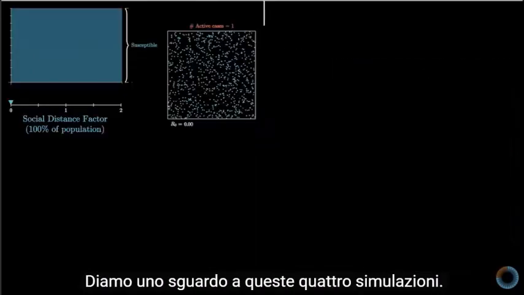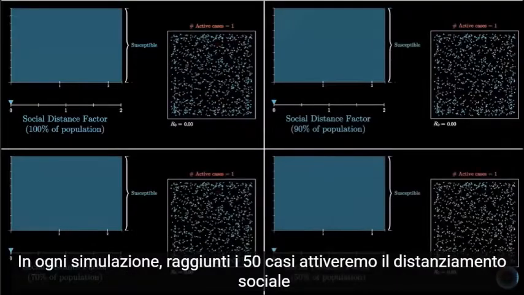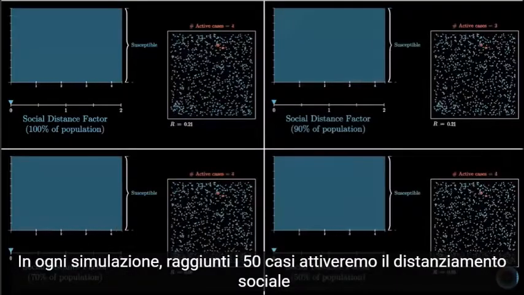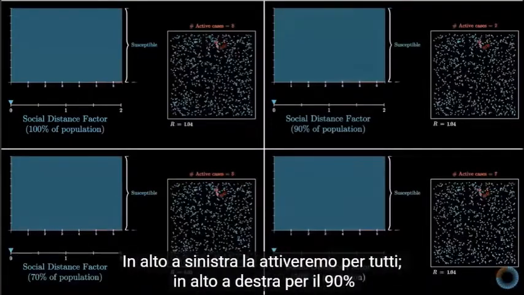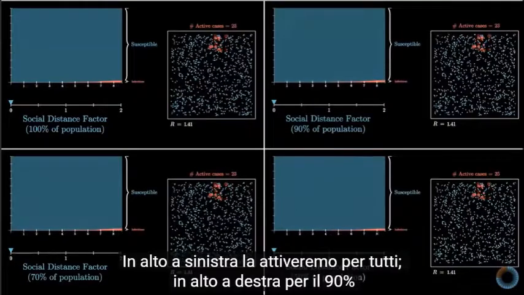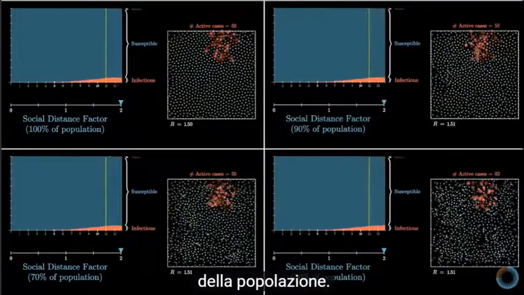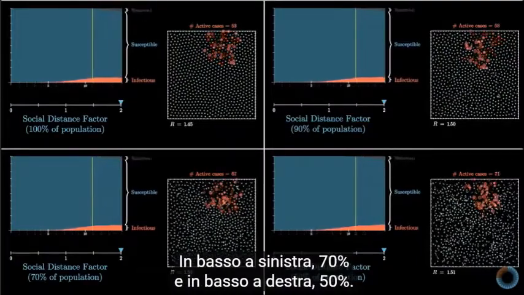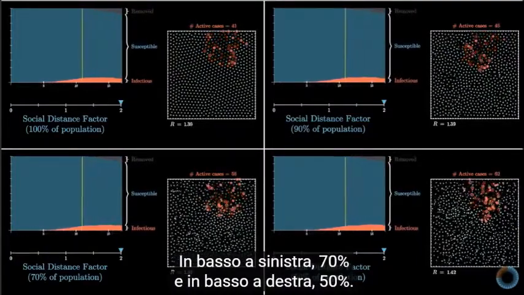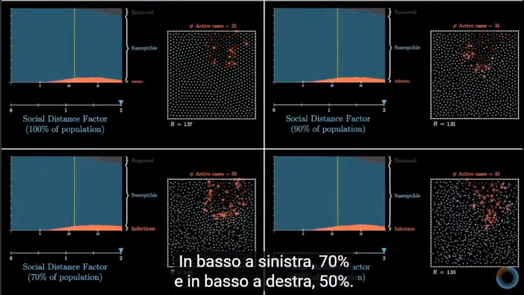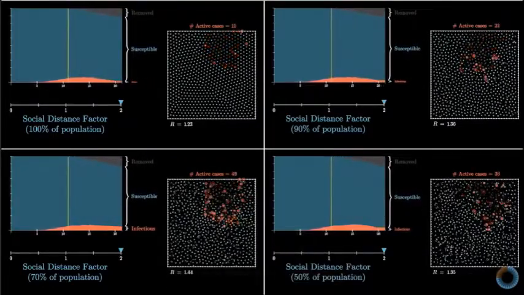Let's take a look at 4 separate runs here. In each one of them, after we hit 50 cases, I'll turn on social distancing. But in the top left, we'll turn it on for everybody. In the top right, we'll turn it on for 90% of the population. In the bottom left, for 70% of the population. And in the bottom right, for only half the population. What would you predict is going to happen?